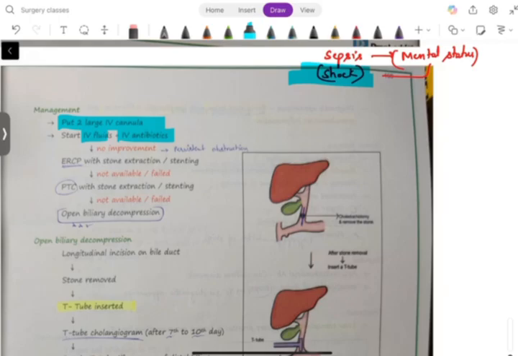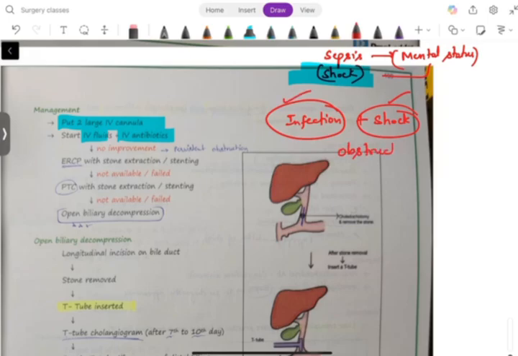If there is no improvement, then there can be persistent obstruction. So basically we are going step by step. First we tried to treat the infection. What did we do to treat the infection? Infection plus shock we are treating. In order to treat shock, we have given 2 large IV cannula and given IV fluids. And for infection, we have given antibiotics. So if these two are not the cause, then obstruction will be the cause.